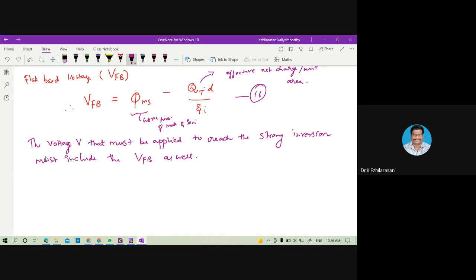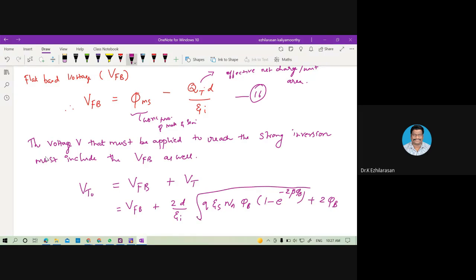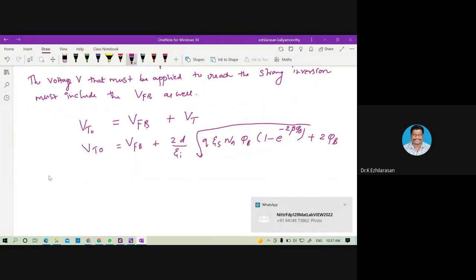Now what will happen? Your equation will become VT0, because we need to add the flat band voltage to the VT we already know. Substituting that gives VFB plus 2 divided by epsilon I, square root of q epsilon S N A phi B (1 minus e to the power minus 2 beta phi B) plus 2 phi B. This is nothing but your VT0, one of the very important expressions.